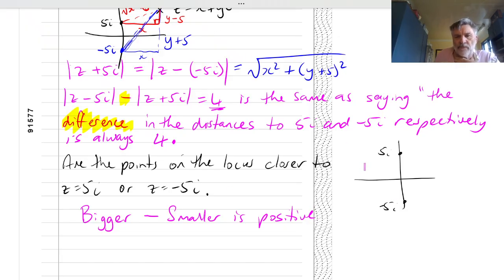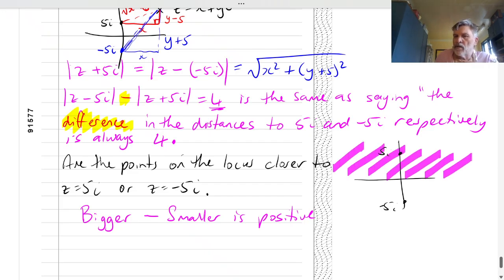And more than that, any point in this whole upper half plane can't possibly be closer to negative 5i than it is to 5i. Every point up here is closer to 5i, every point down here is closer to negative 5i. So that means our locus has to lie entirely within this lower half plane. We can do better than that. We can actually find one point quite easily.